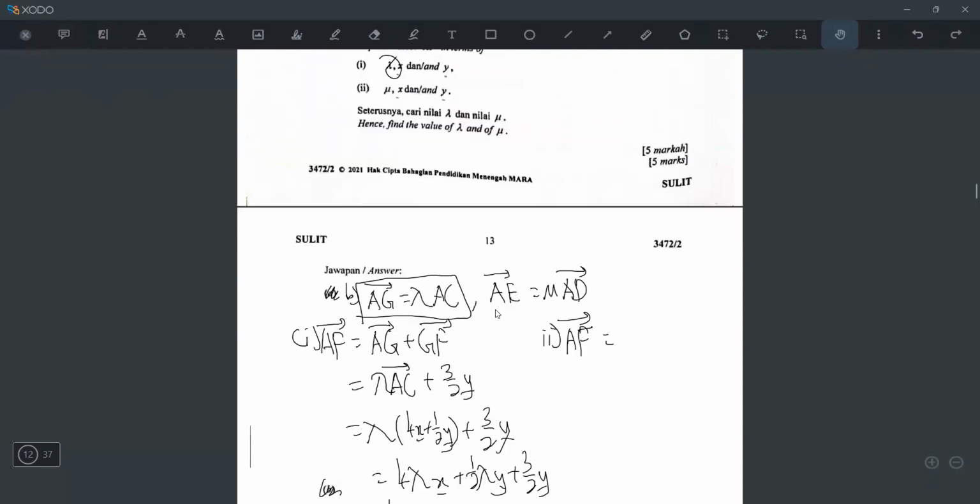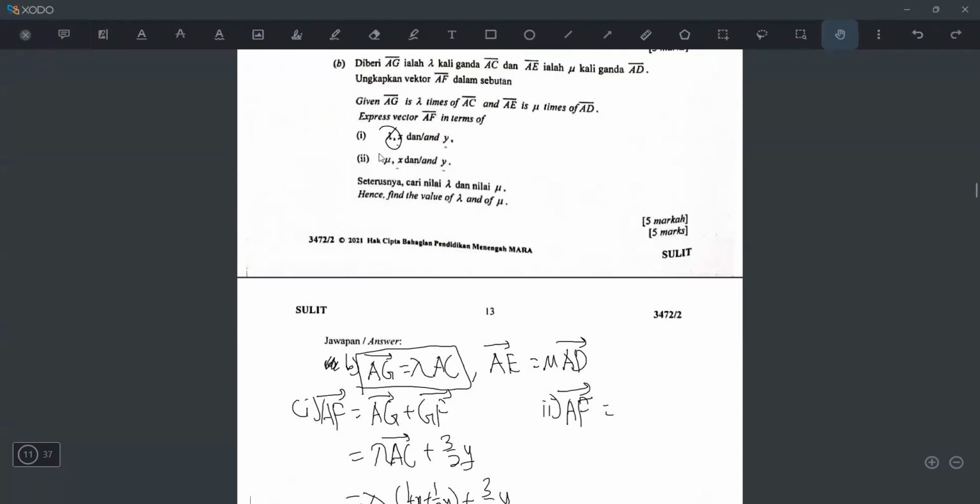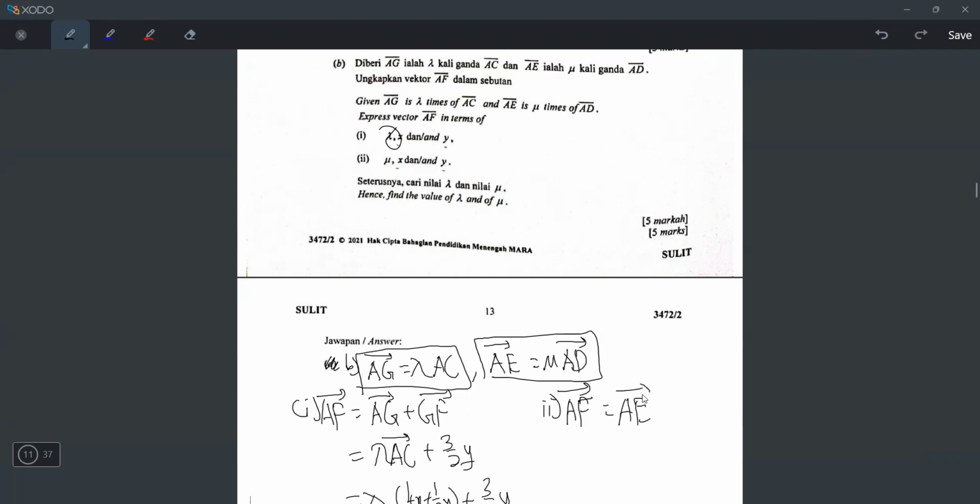All right. So question number 2, they also want you to find AF, but this time in terms of mu. In terms of mu means you have to use this info now, no matter what. So how to use? This one is AE, bro, but I want AF. So how? AE plus EF, all right?